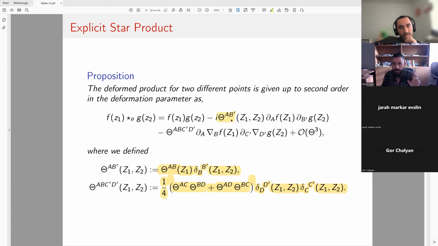Smooth coefficients, because theta AB prime is the Poisson bivector, which is smooth, times the geodesic transport, which is also smooth. Here, this thing is theta, smooth. This is smooth, and the covariant derivative in here comes with an orthogonal projector, and the orthogonal projector is also smooth. So everything is smooth here, okay? It's a differential operator, a pseudo-differential operator with smooth coefficients up to second order.